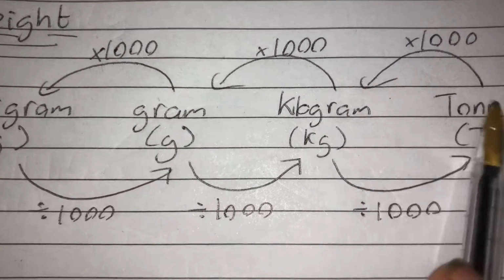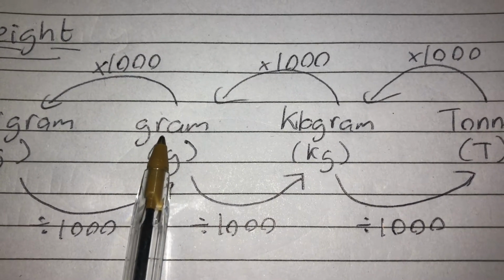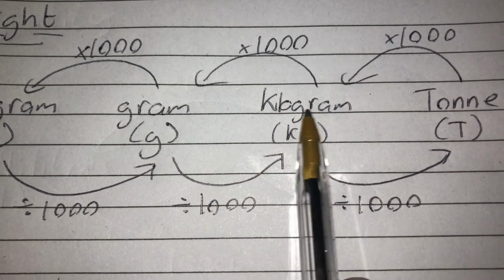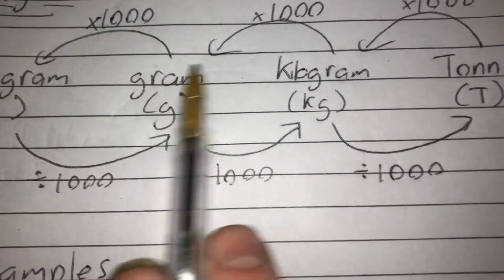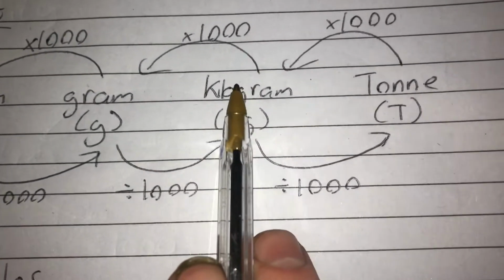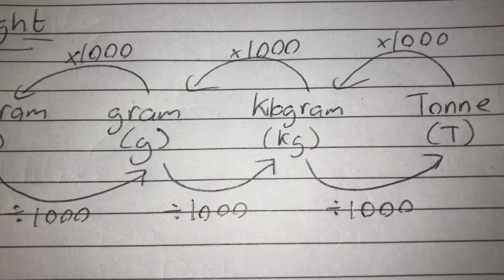So each of these is 1,000. There is 1,000 milligrams in a gram. There is 1,000 grams in a kilogram. There's 1,000 kilograms in a ton. So again, if I'm going from milligrams to grams, I divide by 1,000. Grams to kilograms, I divide by 1,000. Kilograms to tons, I divide by 1,000. And the opposite direction, I will multiply by 1,000.